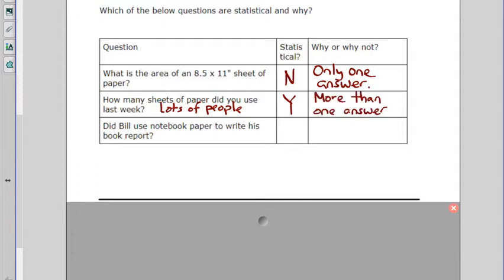The last one, did Bill use notebook paper to write his book report? Well, we're only asking Bill, and he's already done it. So he's either done it or not. It's not statistical. There's only one possible answer. So there you have it.